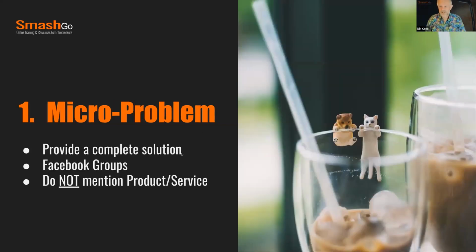All right, so first thing is, and we've spoken about this now, is you need to find micro problems. So look for the small problems that you can provide a complete solution to. That's the ideal. A complete solution is somebody's got a small problem that you solve, and you can solve it today. And in fact, they can solve it themselves if you give them a process to do it.